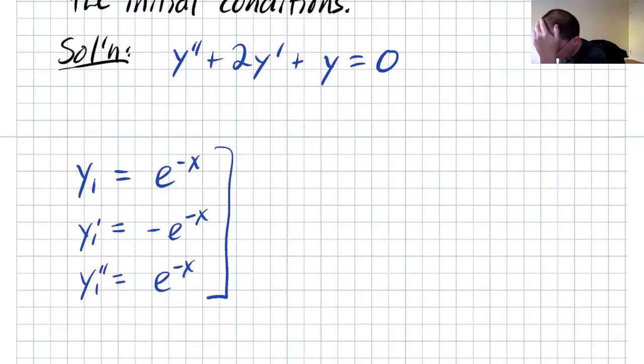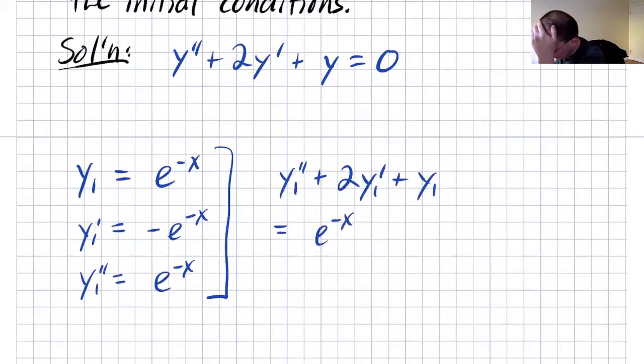Okay, so there's our three terms that we need. So now let's substitute them into this equation. So we'll have y1 double prime plus 2y1 prime plus y1. And what do we get? This will be e to the negative x plus 2 times negative e to the negative x plus e to the negative x.